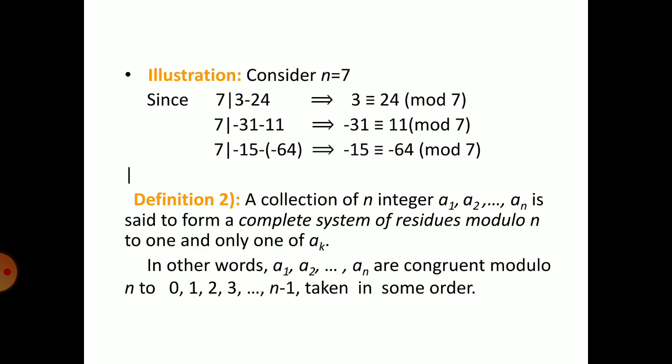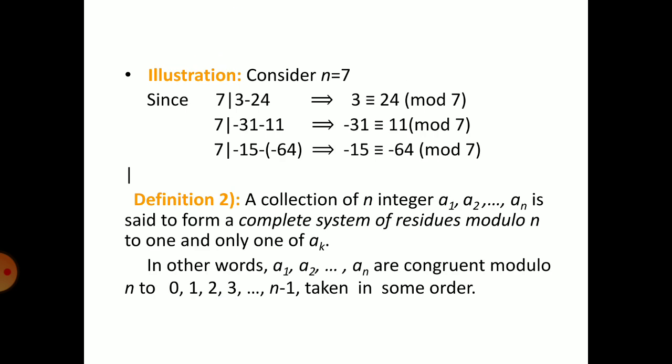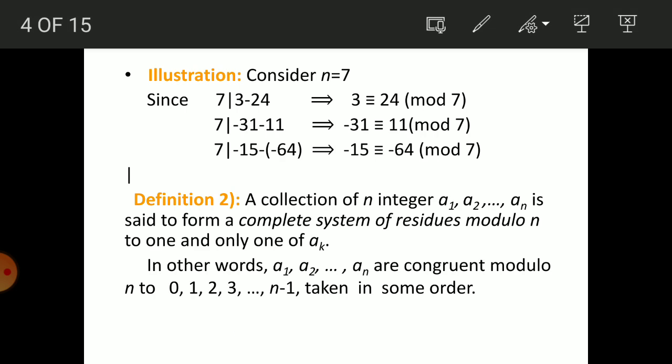That means if we consider the integers a1, a2, an, they are congruent to the integers 0 to n minus 1 taken in some order. That means a1 is congruent to any one of the integers 0 to n minus 1, a2 is congruent to any one of the remaining integers 0 to n minus 1, and continuing like this, then we say that a1, a2, an form a complete system of residues modulo n.